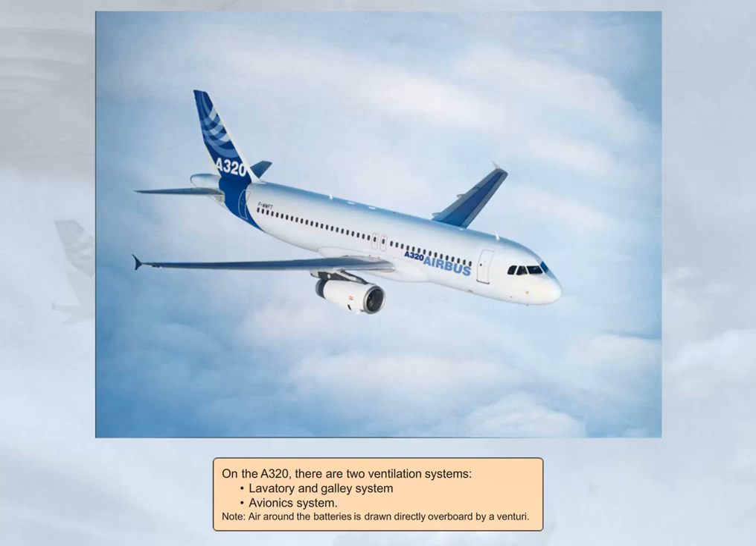On the A320, there are two ventilation systems: Lavatory and Galley system, and Avionics system. Note: air around the batteries is drawn directly overboard by a venturi.